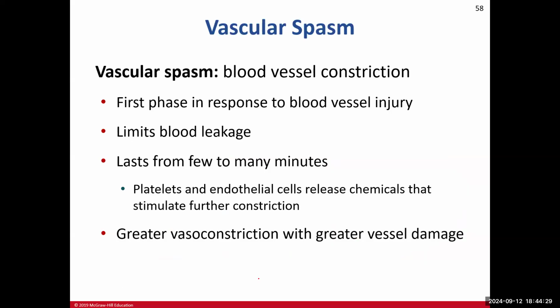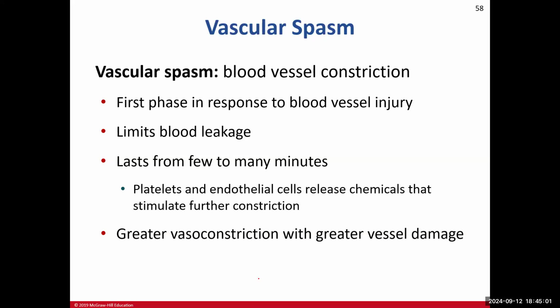So let's start off and talk about the easiest part of the three phases, the vascular spasm. The first thing that you're going to see is what we call vasoconstriction. What does that mean? When a blood vessel vasoconstricts, what does it do? It gets smaller. So when it gets smaller, would you say it's harder or easier for blood to move through that area? Harder. Good. That's what we want. We want to decrease blood flow.